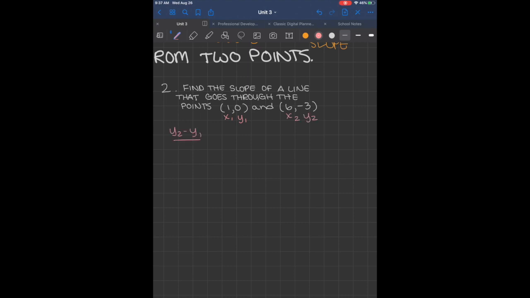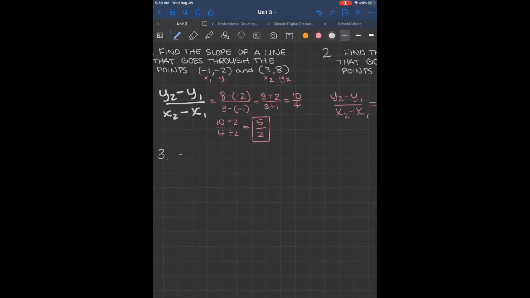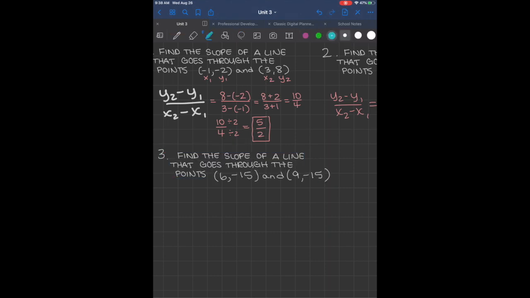So same question, but the points 1, 0, and 6, -3. So we label our x1, y1, x2, y2, plug them into the equation. So we've got -3 minus 0 over 6 minus 1, which simplifies to -3 over 5. So that one is a negative slope.